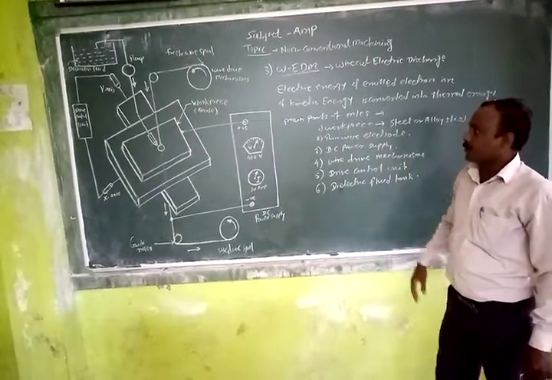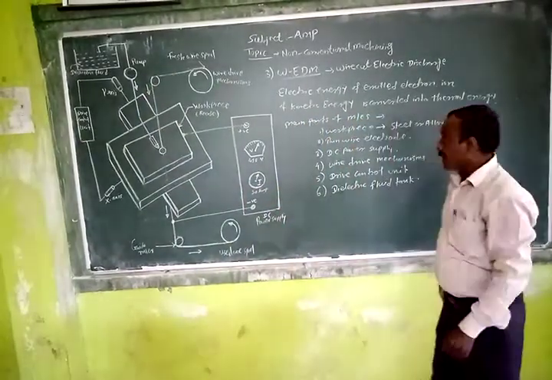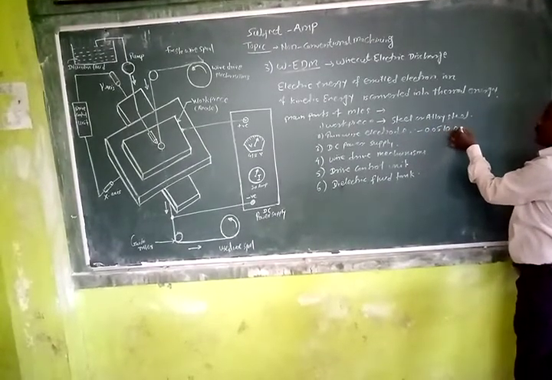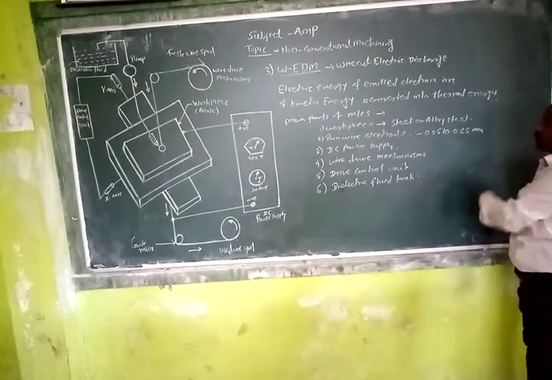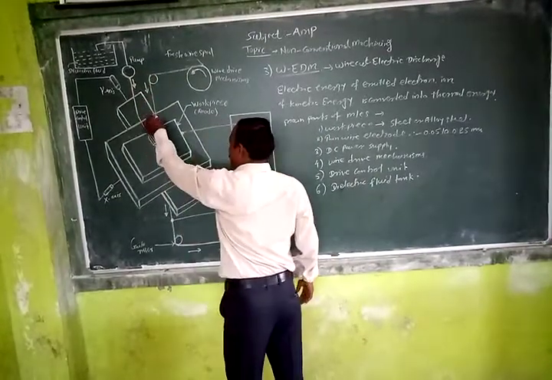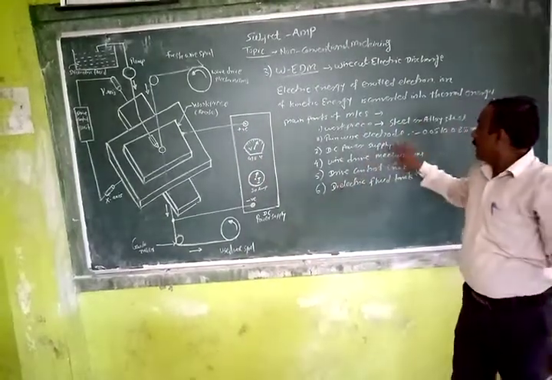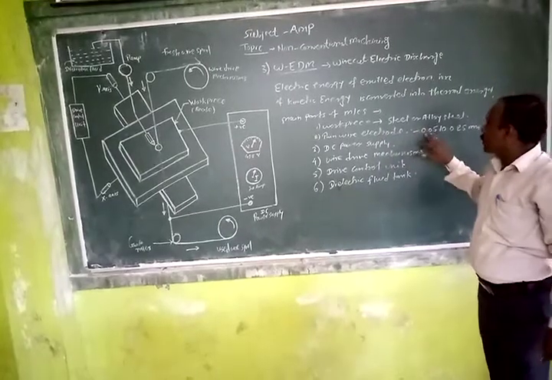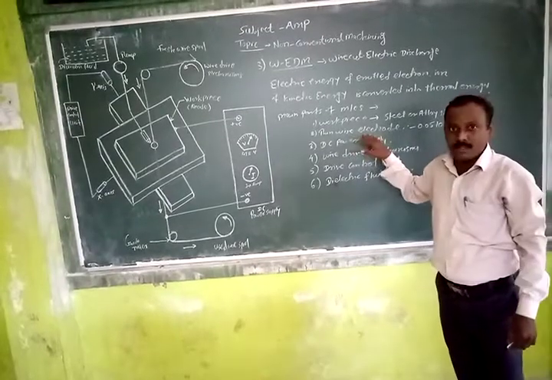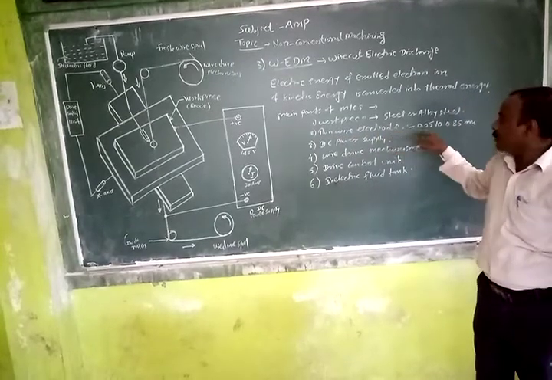Thin wire electrode. The diameter of the wire electrode is 0.05 to 0.25 mm. The wire is rolled from this spool, passes through the workpiece, and goes onto another spool. The diameter of this wire is only 0.05 to 0.25 mm, and the wire material is copper or brass.